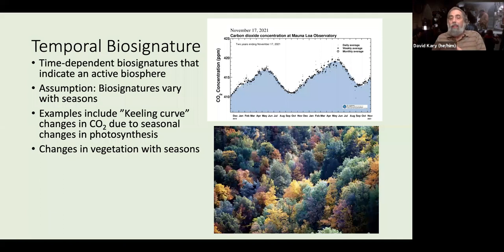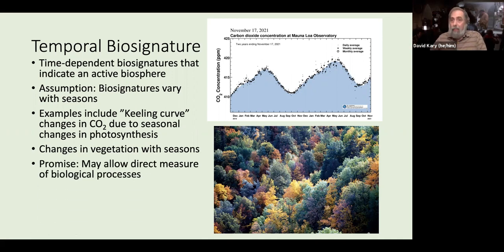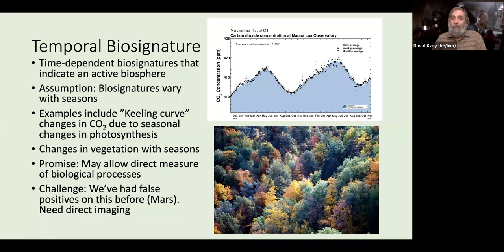Another one is vegetation changes. This is something that, again, we know that on the Earth with seasons, many types of vegetation change, which changes the color of parts of the Earth's surface. That's a thing that you could certainly look for once you have direct imaging of a planet again. So the promise, again, this may let us see evidence of biological processes going on on a planet. The challenge, well, you have to be really careful to make sure you're doing this right, because we have been fooled before.